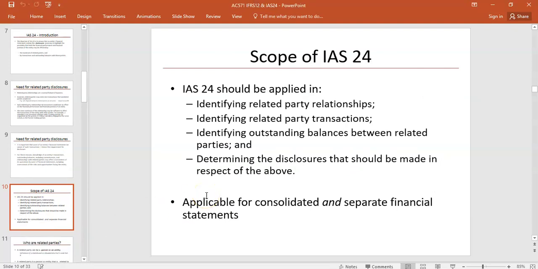So the scope of IAS 24 then looks at who are the related parties. So how do you identify who's a related party, who isn't? And you can be a related party as an individual, or you can be a related party as a company. So we should look at those two differences. We'll then look at what are the transactions and what are the types of disclosures that are required. And remember, these apply both for consolidated financial statements and also separate financial statements. So if you're doing a normal individual IAS 1 company set of financial statements, IAS 24 is relevant as well. So it's quite an important standard in the broad disclosure arena.